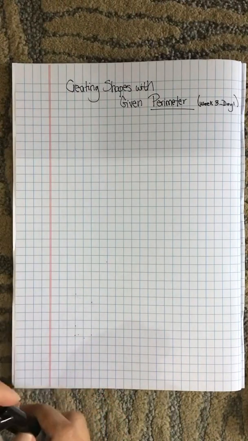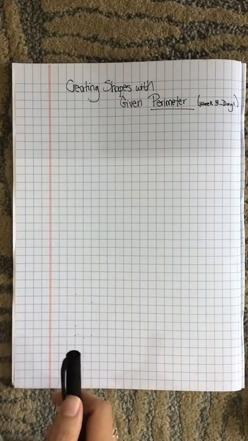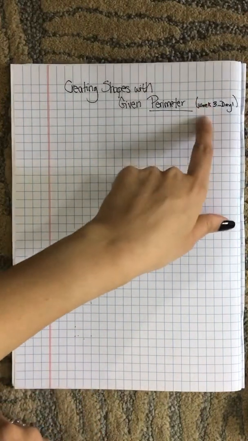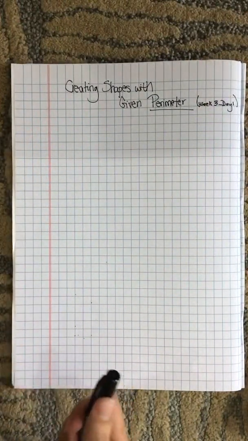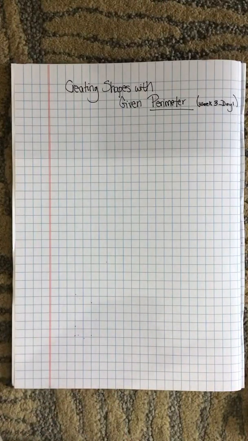So today we're going to do another input-focused lesson on something I taught you in week 3, day 1, which was creating shapes with a given perimeter. I'm going to do all of them today: creating shapes when you're given the perimeter, when you're given the area, and the last one when you're given both. We'll do it step by step so it's not overwhelming.